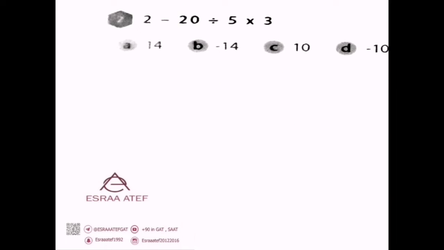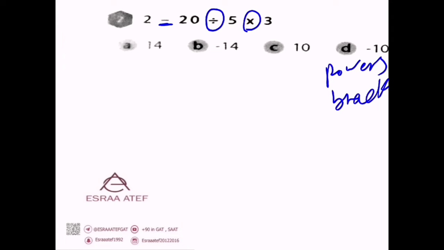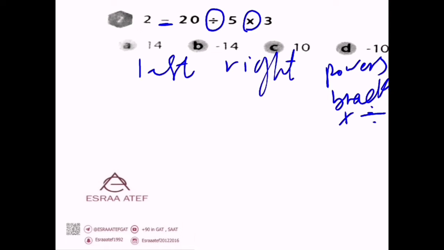Next one, the same. We have subtracting and then division and then multiplication. First we should start with powers. Here we don't have any powers. Then brackets. Here we don't have any brackets. Then division or multiplication. Here we have division and multiplication. With which one will we start? From the left, from left to right, whichever is first. Here we have division first, so we start with division.